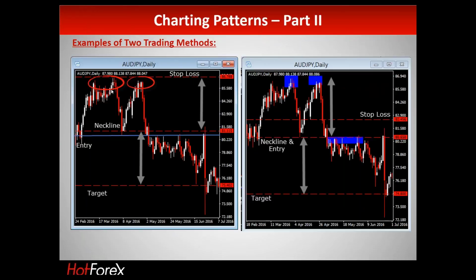Let's go to the example first. As I said, the stop loss can be set above our double top. The target can be set at the same distance between the neckline and the top highs. So at the same distance, we could set our target.